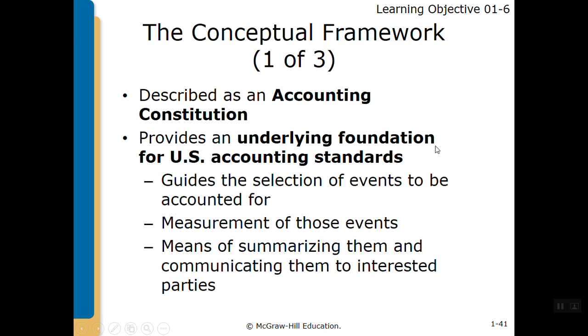All right, so now some important things to delve into. We're going to talk about the conceptual framework of accounting. You think of the conceptual framework as the accounting constitution. So it's just the framework or the foundation that lays out the accounting standards in the United States. So as we're talking, keep that in mind. This is in this country.